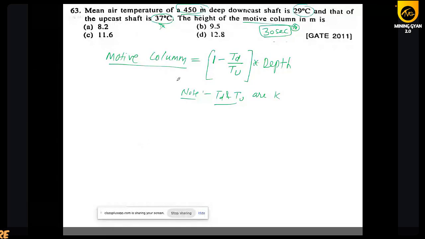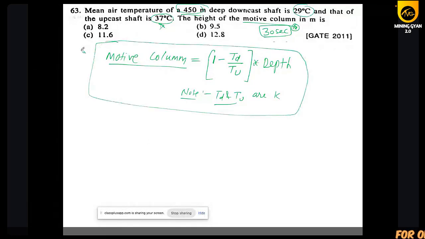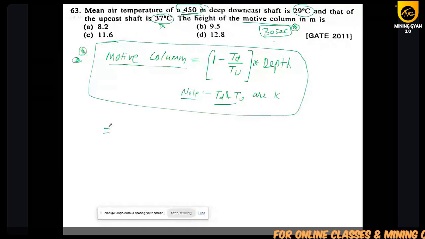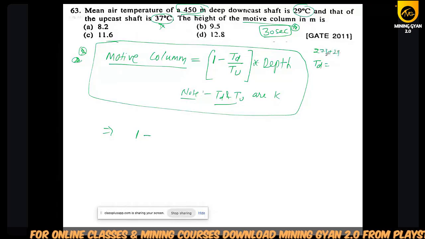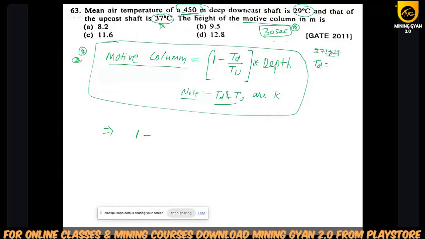So this formula you can directly remember or write it down in your short notes. Now the question will be simple. 1 minus TD over TU. You can calculate TD downcast: 273, you will add plus 29, so it will come 302. And T upcast, you will add 273 plus 37, it will come 310.